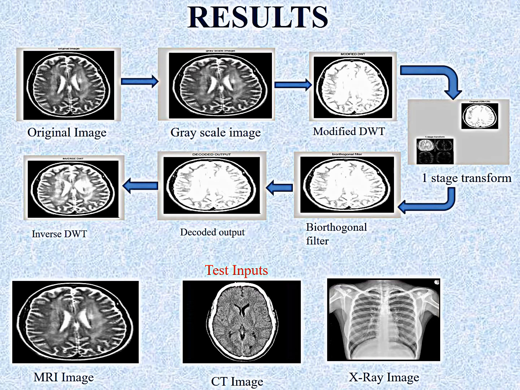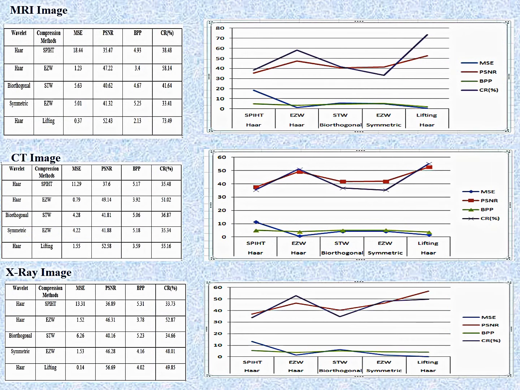Now I will be showing the three different images which I have taken: the medical images, that is MRI, CT scan and X-ray. And here are the results of all these three images, how the data is transmitted in each step, how much we are going to obtain, what is the MSE and what is the bits per pixel when it's compressed. So when I use the wavelet called Haar, the compression method I use is EZW. The MSE is 144 and you can see the bits per pixel is 4.93 for the MRI image.